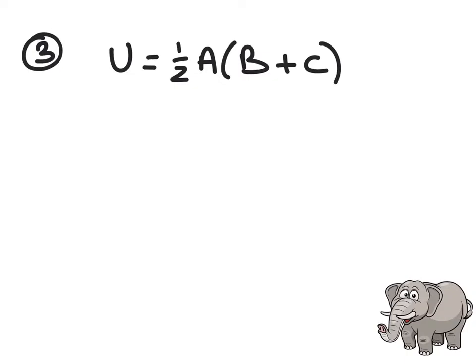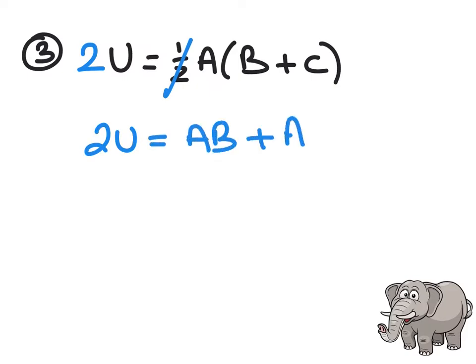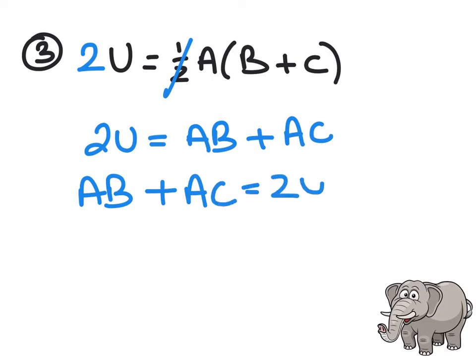Question 3, change the subject. Now the problem with this question, looking at it straight away, is this half. So the first thing I'm going to do here is get rid of that half, and how I get rid of the half is to double this side. So I've got 2u is equal to a, remove the brackets, b plus a times c. I'm going to swap sides, so ab plus ac equals 2u.